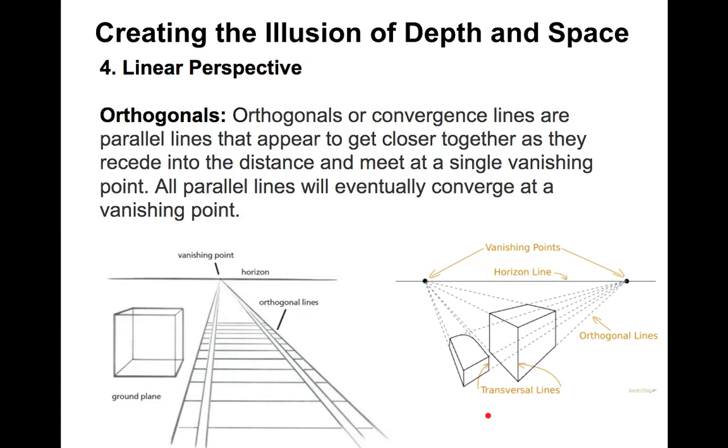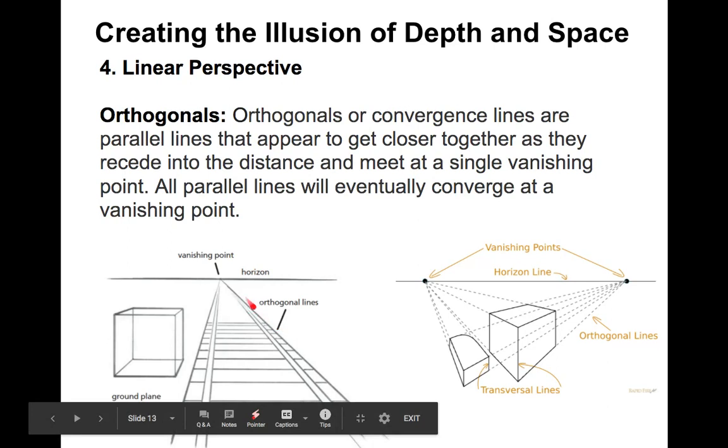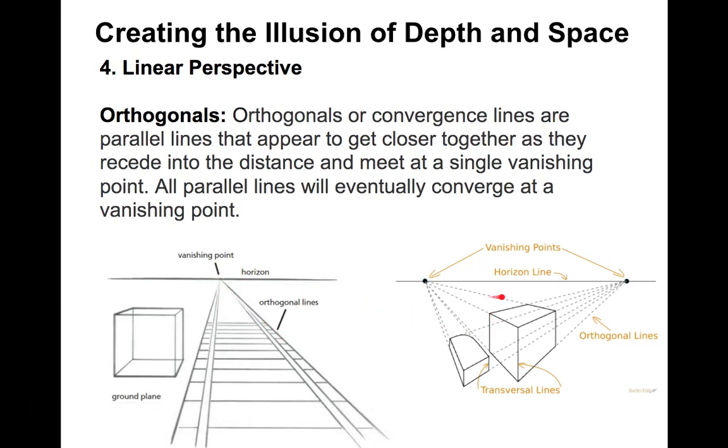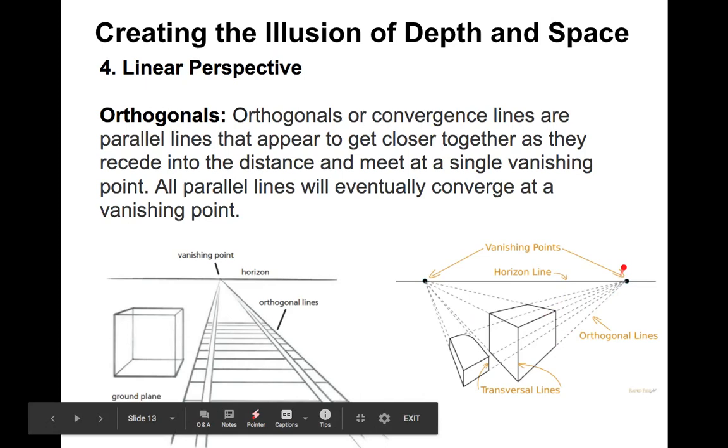Linear perspective. Orthogonals. So orthogonals, or convergence lines, are parallel lines that appear to get closer together as they recede into the distance and meet at a single vanishing point. All parallel lines will eventually converge at a vanishing point. So these show you examples of the orthogonals, which are the lines along the side, and here's the vanishing point. This particular image has orthogonals going to two different vanishing points. So these are the orthogonal lines.